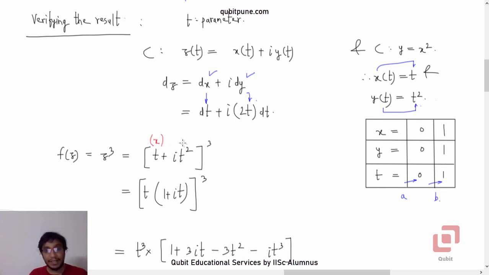Yes. What is y? t squared. So x plus iy raised to 3 will now be t plus i t squared to the power 3, because it is z cube. Now take t common from these two terms, and hence it will be 1 plus i times t, and the whole bracket raised to 3.